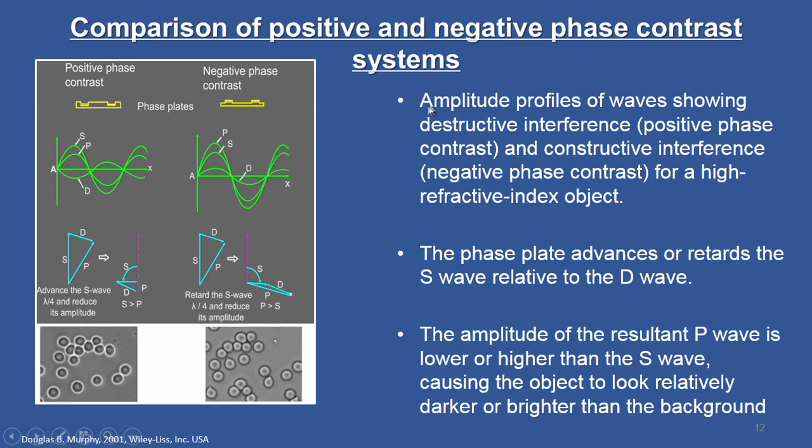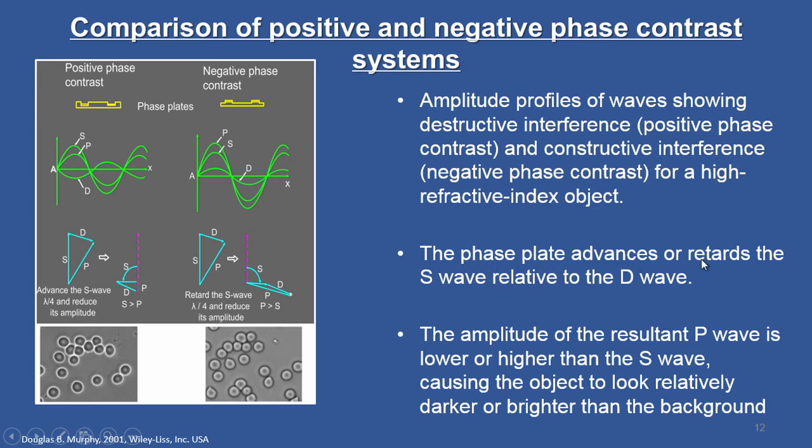Let us first go through the remarks. Amplitude profiles of waves showing destructive interference are a positive phase contrast, and constructive interference is a negative phase contrast for a high refractive index object. When you have an annulus ring with an etched region like this, it will produce a negative phase contrast. When you have a projection like this in your phase plate, it will produce a positive phase contrast.